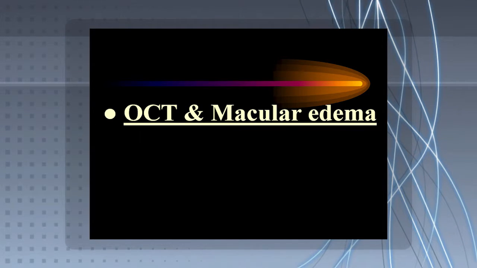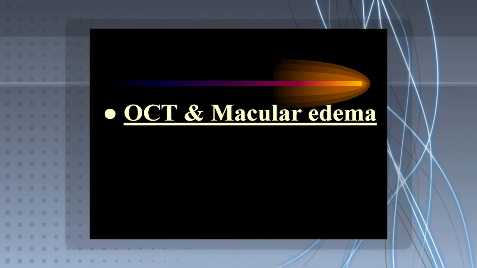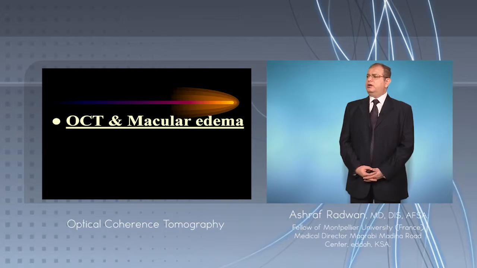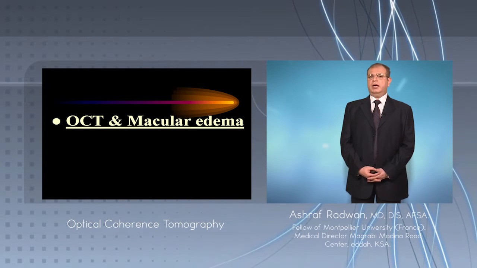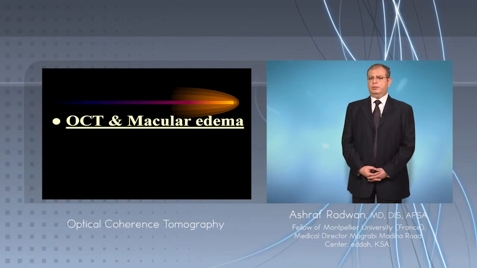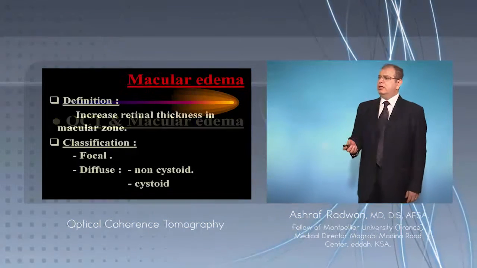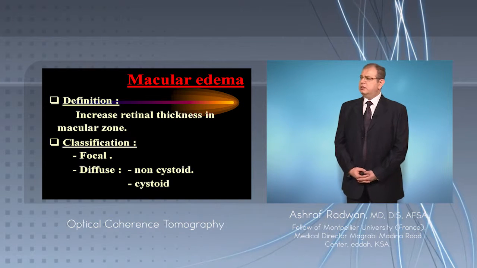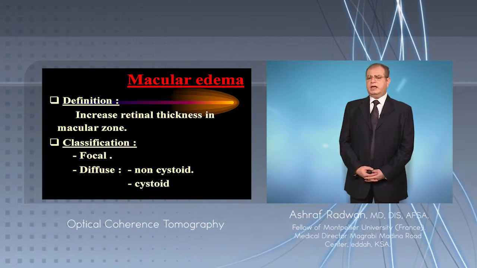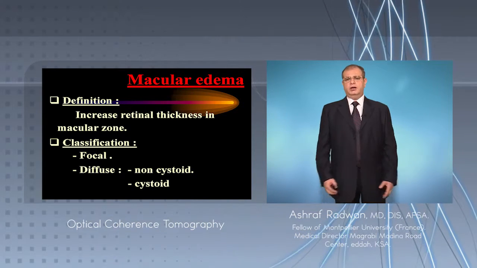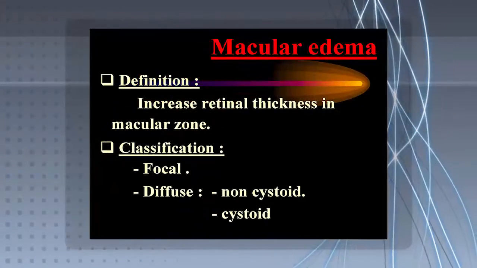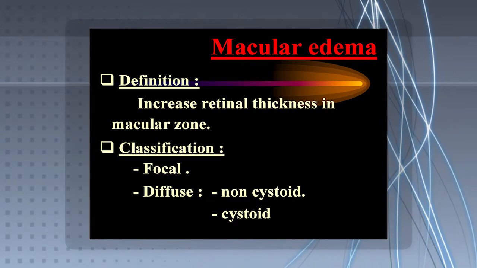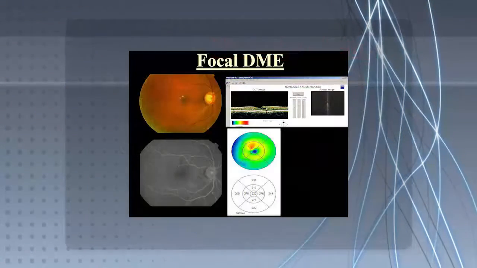The most important things OCT is used for: the macular edema. Macular edema, OCT makes a revolution in the diagnosis, management, and follow-up of macular edema, as we can see in the following slides. Macular edema, by definition, is an increase in the retinal thickness in the macular zone. It is classified as focal macular edema or diffuse. The diffuse can be either non-cystoid macular edema or cystoid macular edema, as we'll see in the following slides.